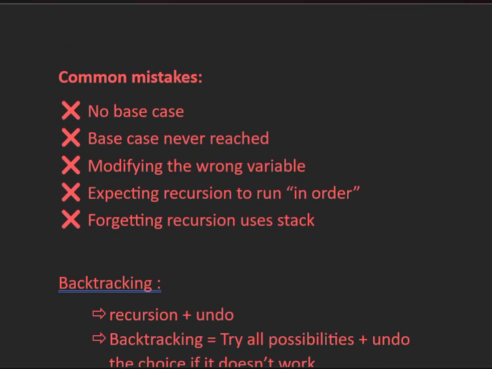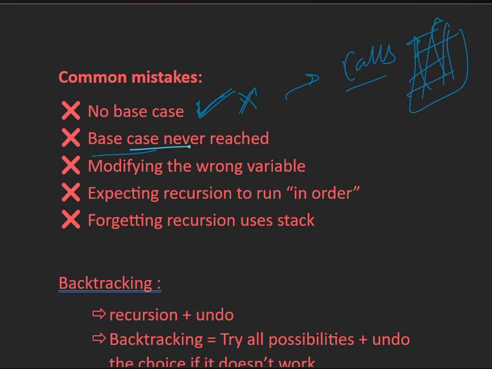Some common mistakes that we have to avoid: first, the base case is important, so don't forget the base case, else your recursive call keeps calling itself infinite times, and then the stack will be filled, and it will give us a TLE or something. Or maybe we have a base case, but the condition is such that it is never reached. Or we are modifying the wrong variables in the recursive call, or expecting recursion to run in order.